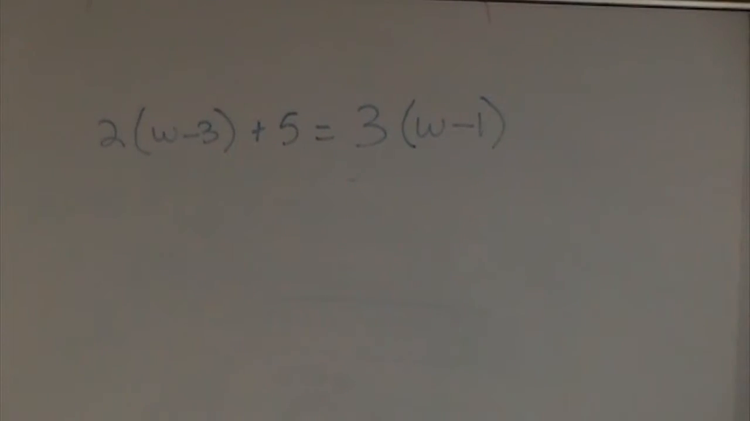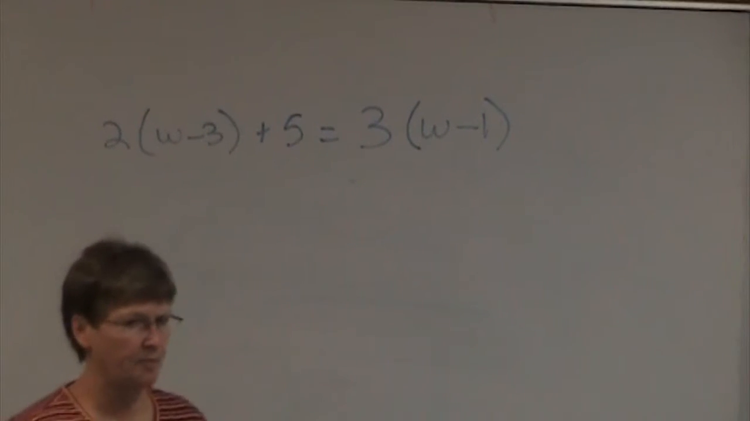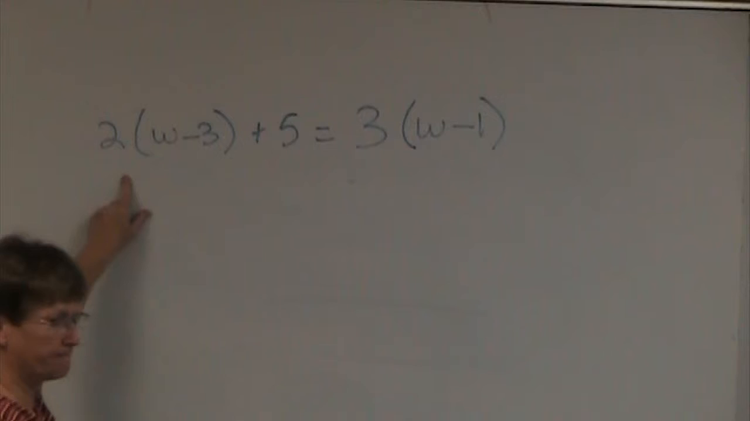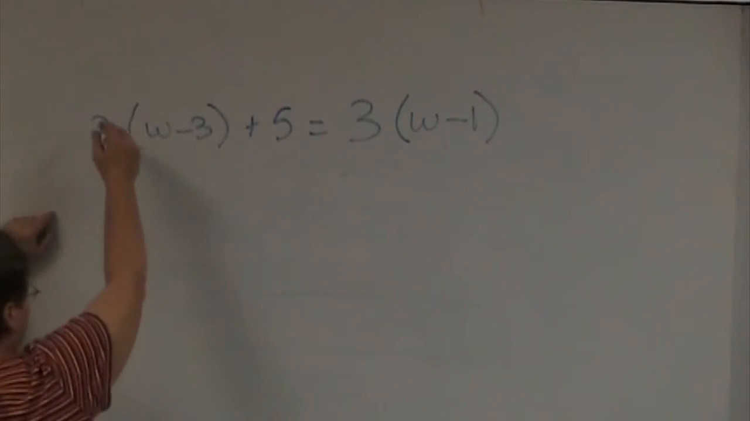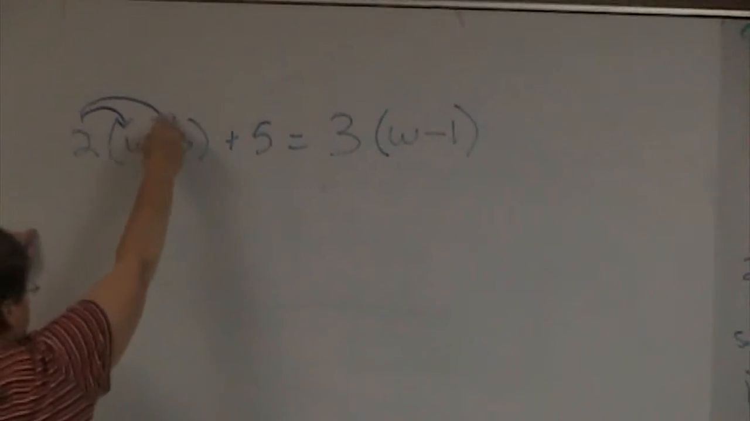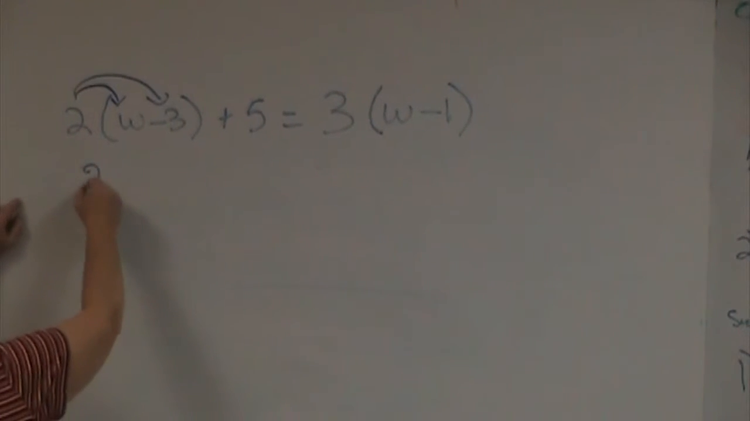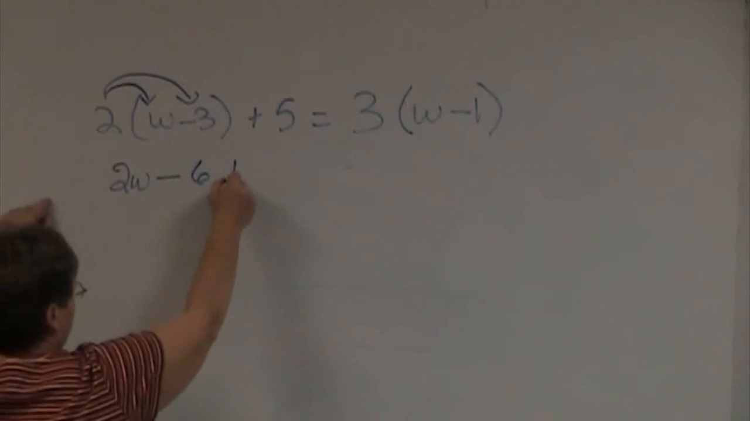All right. Distributive property. The 2 goes, or no, 5. Multiply it, outside times inside, outside times inside. 6 plus 5. What's 2 times W? 2W. What's 2 times 3? 6.